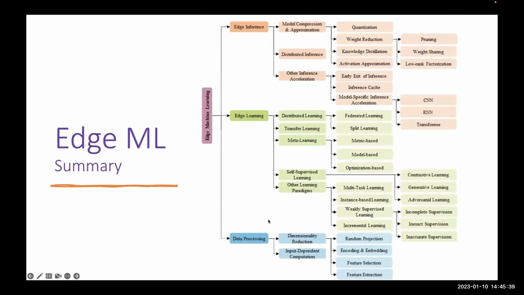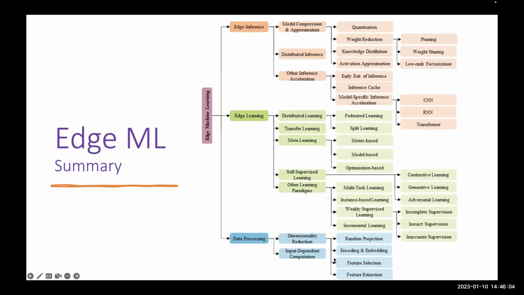This is just a summary of the taxonomy that we have put in the paper. Again, you see that it's too long to discuss everything. I think every topic needs, again, 1 hour to describe it. But we have tried to be as clear as possible. So we have divided it into inference on the edge, learning on the edge, and data pre-processing on the edge.